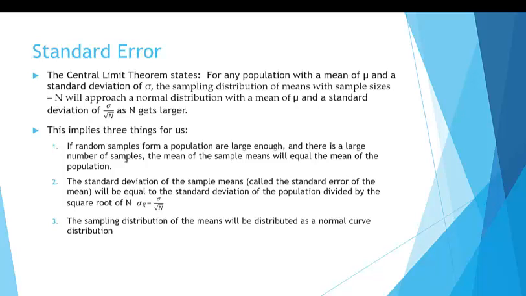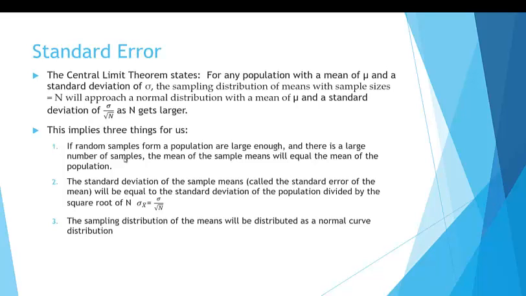So what 1 and 3 are saying is, 1 is saying the more samples and the larger your samples are, the more confident that we can say the mean of our samples, the average of our samples, equals the population mean. And number 3 is saying that the distribution of our sampling means will be distributed on a normal curve if we have random samples and we have enough of them.